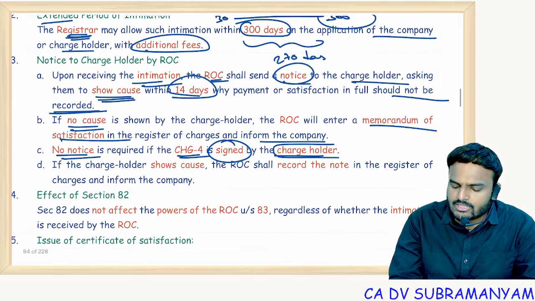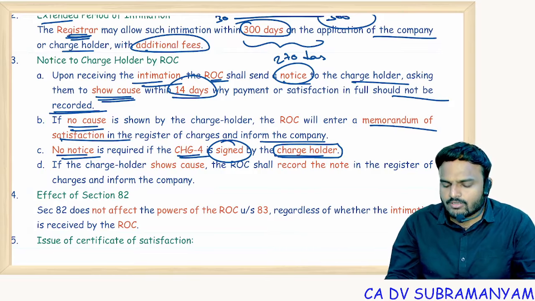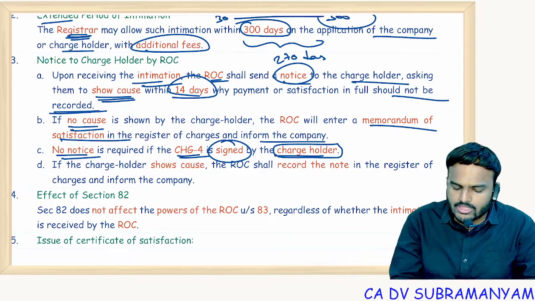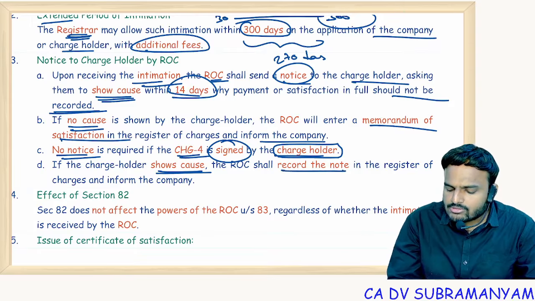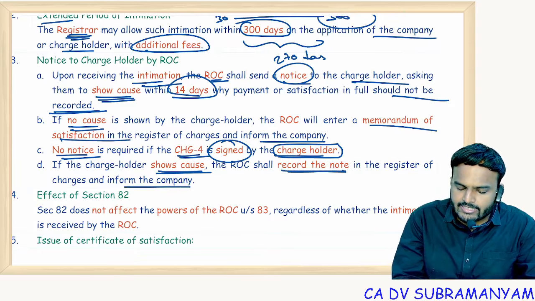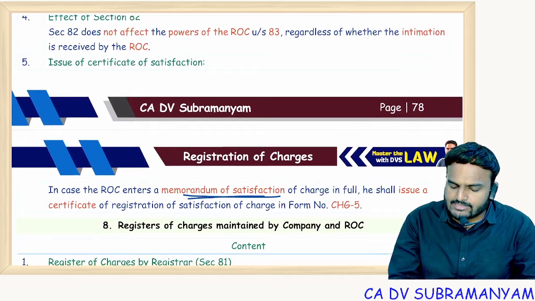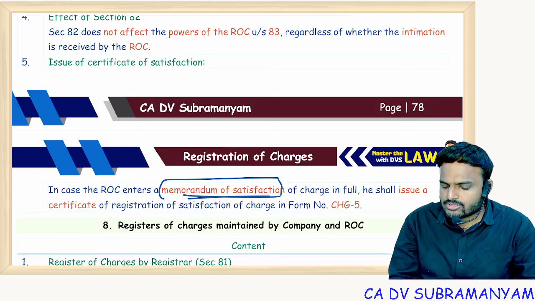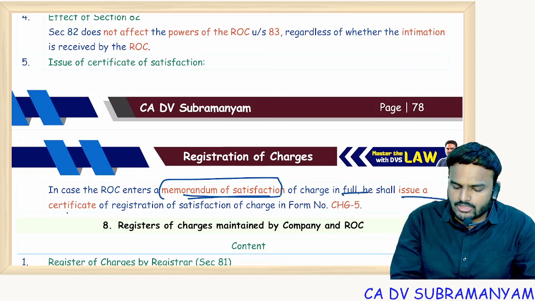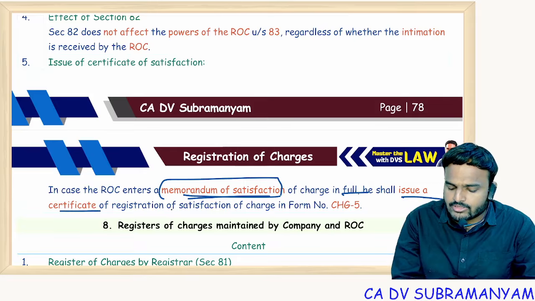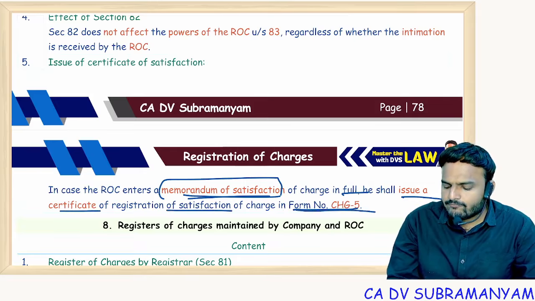Satisfaction of charge: if the charge holder is signing it, there is no need to intimate the charge holder. If the charge holder shows cause, the ROC records the note in the register and informs the company. And finally, it will issue the memorandum of satisfaction of charge in full. He shall issue a certificate of registration of satisfaction of charge in Form CHG-4.